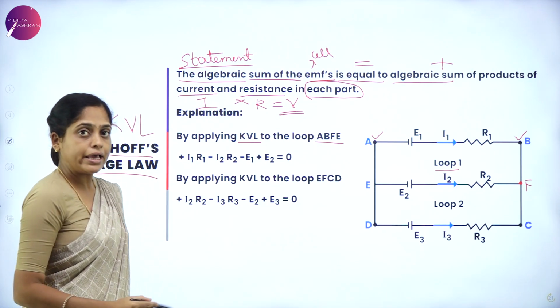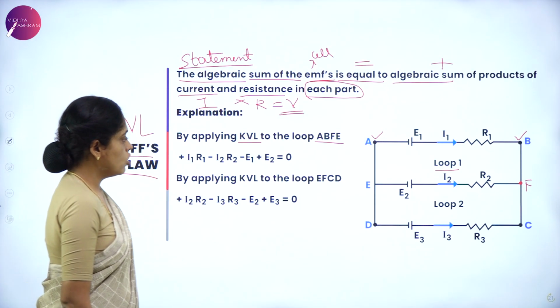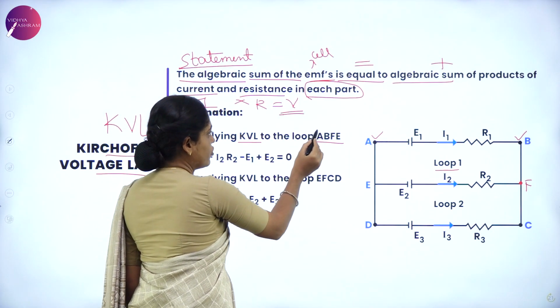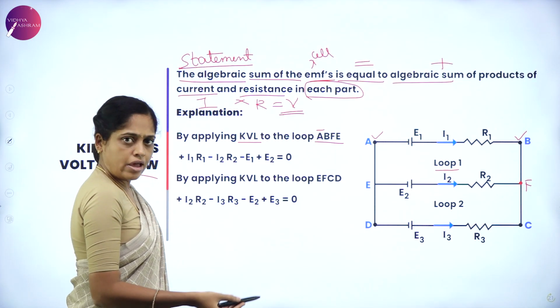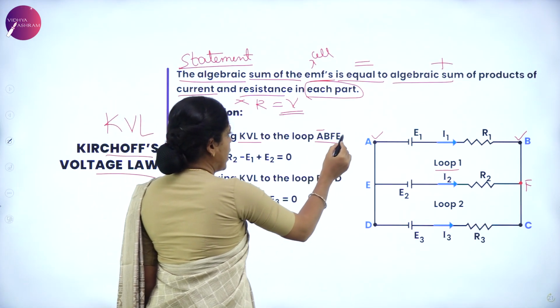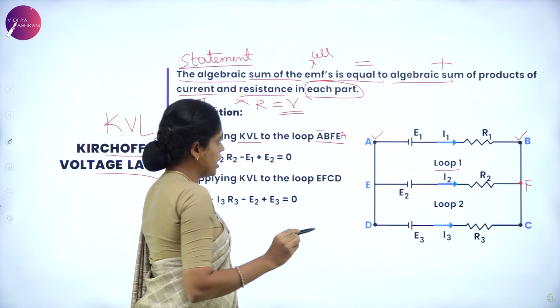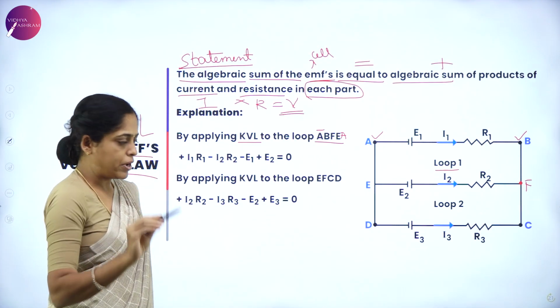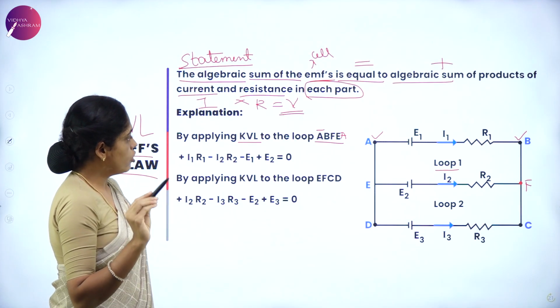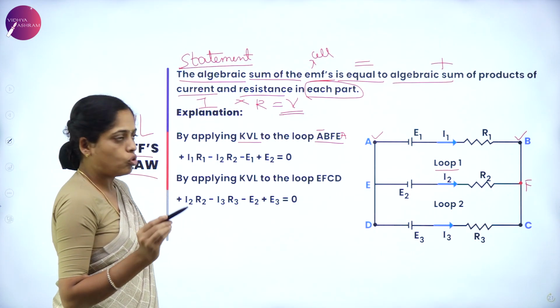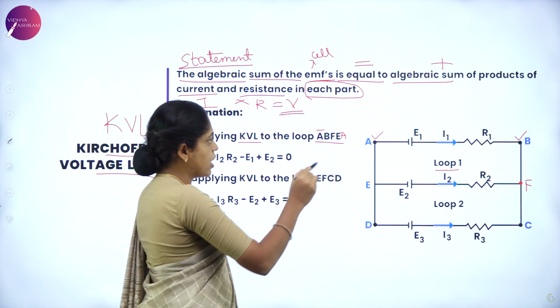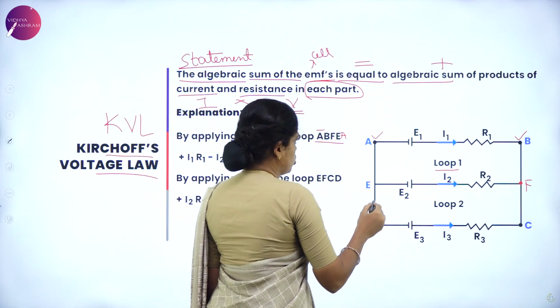How to apply Kirchhoff voltage law? First let us start from A and we will continue B, F, E and we will end at A, as we complete one loop. For this loop, to apply the KVL, you have to know the sign convention. Let us mark the sign convention in this loop.